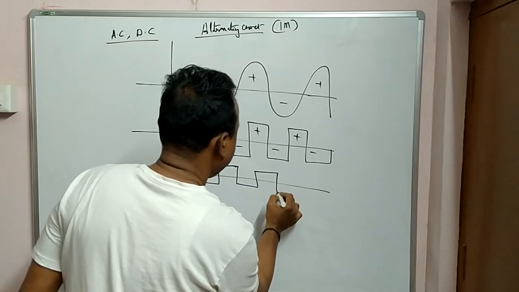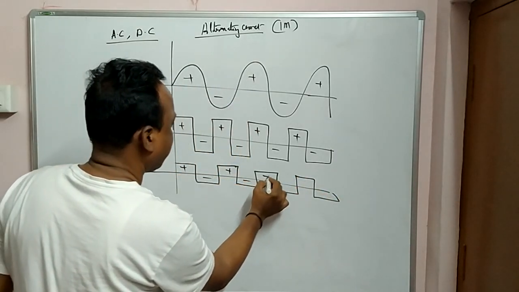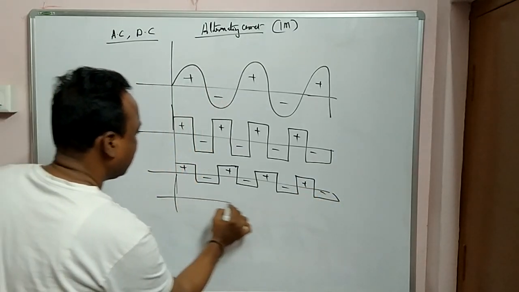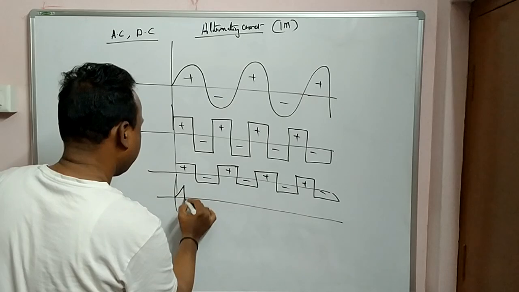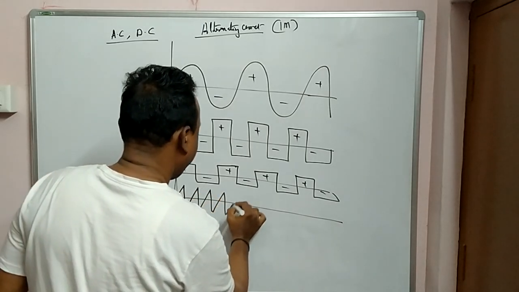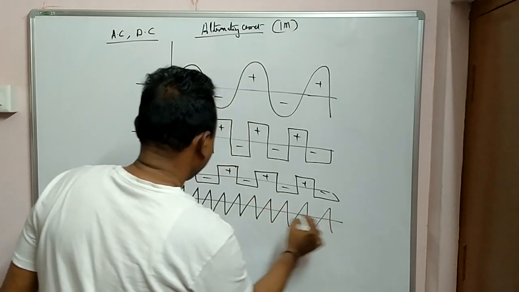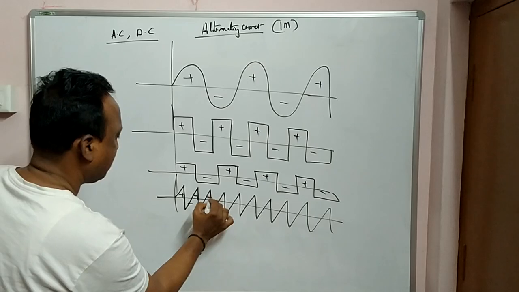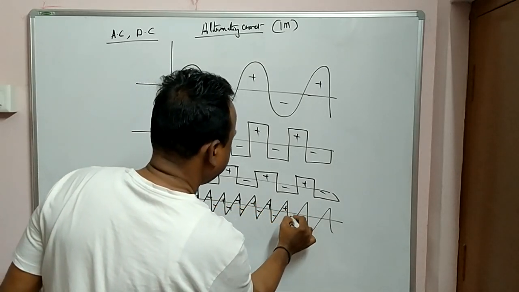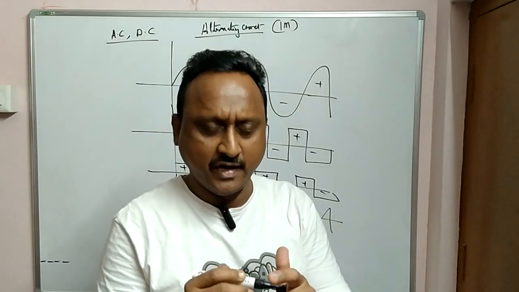Just now I told you, it should change the direction. It may be any form: plus, minus, plus, minus. It may be in the form of a triangle or sawtooth, a ramp type. You can see here plus, minus, plus, minus, continuously increasing and decreasing. So these types of currents are called alternating currents.